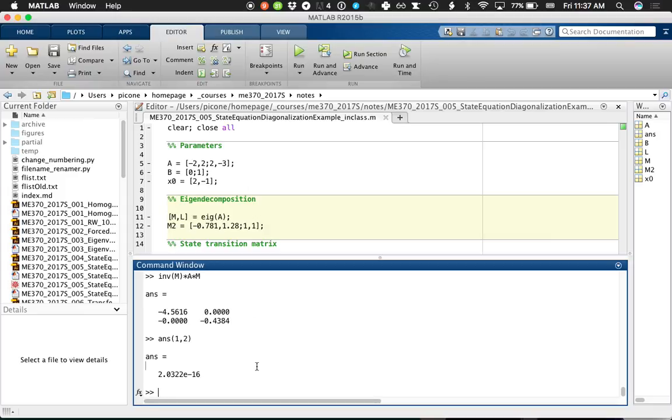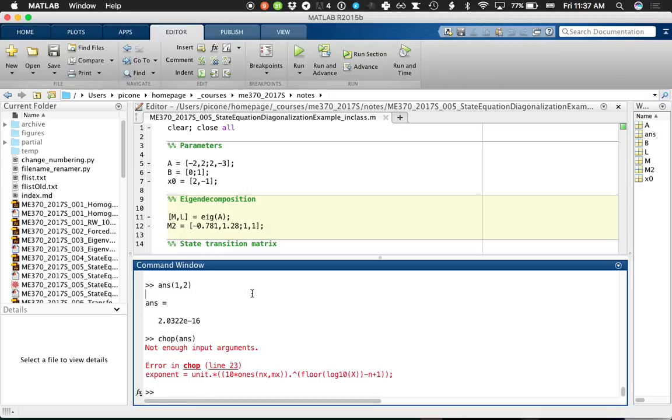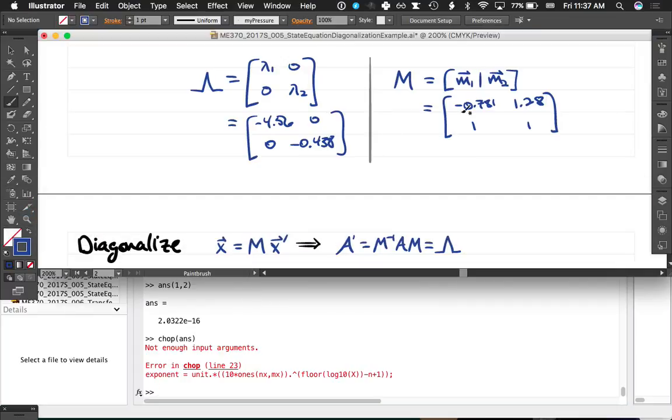There's, I think, is it chop? No, it's not in Matlab. I forget. There's a function that calls it 0 if it's below a certain threshold. Anyways, don't worry about that.